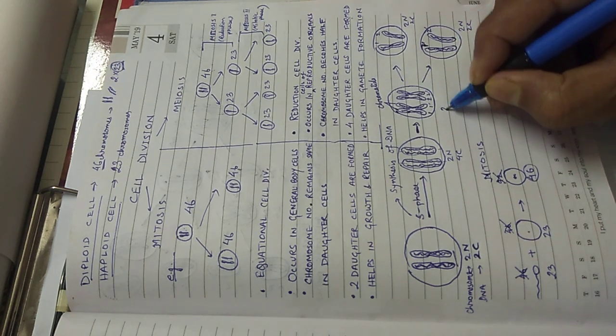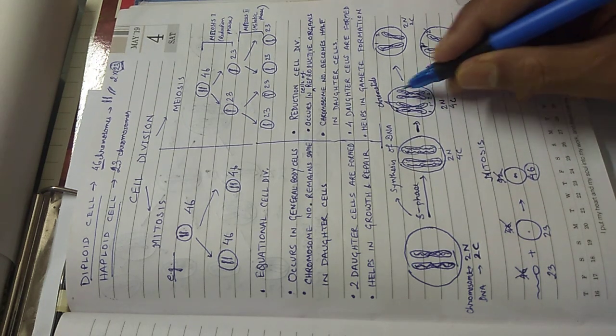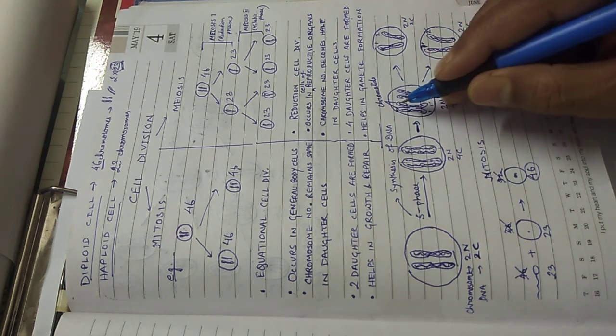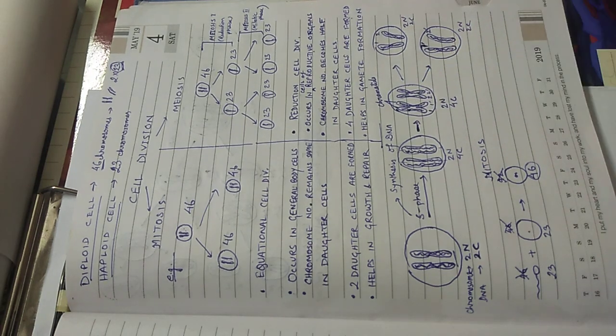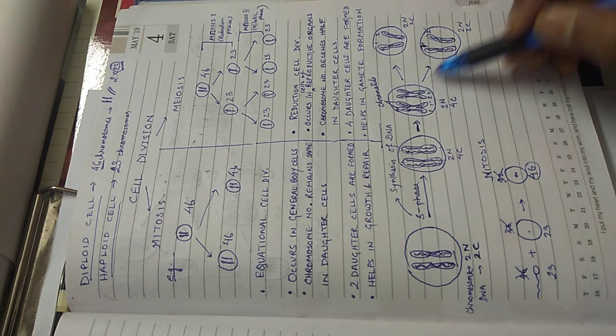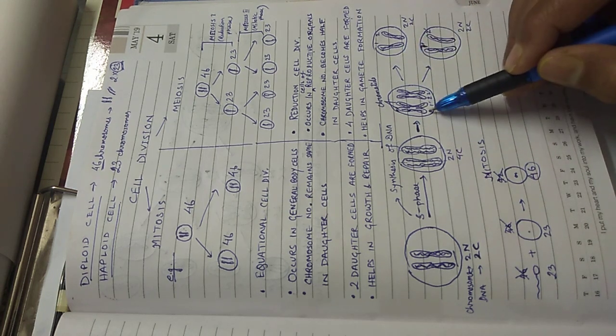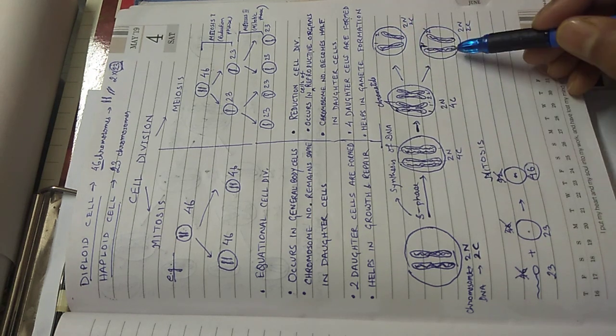So this condition is also written as 2n 4C, because this is one chromosome, this is one chromosome, and each chromosome has two chromatids. In each chromatid, one DNA has come. Now what happens? This cell will divide. From these two chromatids, one chromatid will go to one cell, another chromatid will go to another cell.